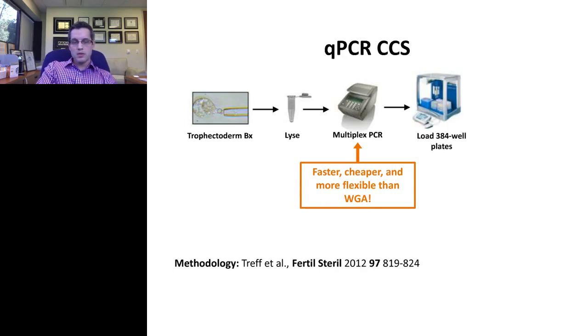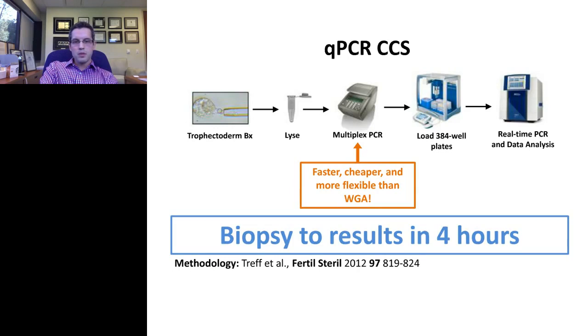Once you've done the multiplex PCR, the samples are loaded onto a 384 well plate, and then real-time PCR is performed so that you look at individual positions in the genome individually in independent reactions. The methodology has been described in Fertility and Sterility. You can actually, with this methodology, unlike the others, obtain results within 4 hours, and this really opens up a lot of possibilities in the clinic because we often need to get results in a short turnaround so that, for example, we don't have to cryopreserve the embryos in order to wait for the answer and then decide which embryos to transfer.